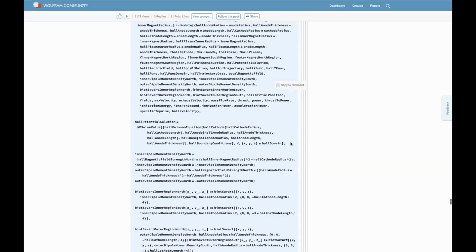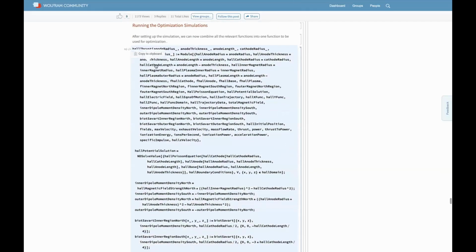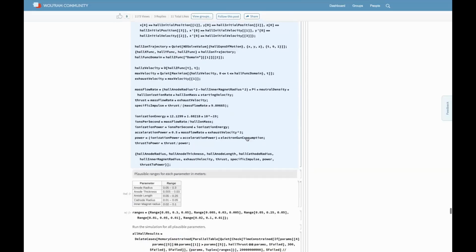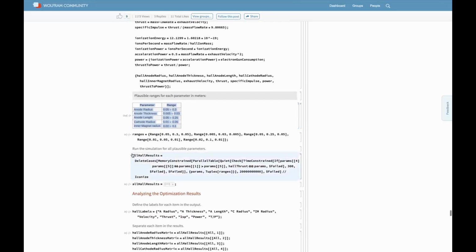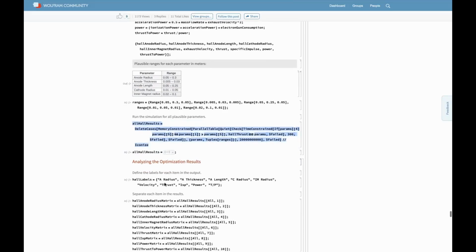I put all the functions above into my favorite module, the Wolfram Module function, that's able to give me all the parameters I input, all the values I want to see, and the ranges of possible values, and I just run all of them and get the results.